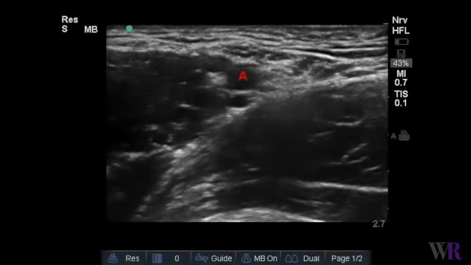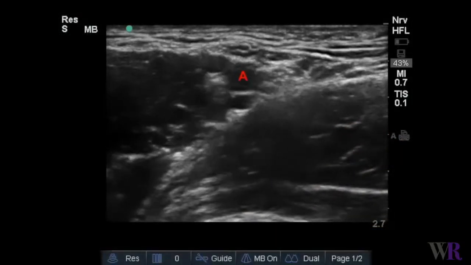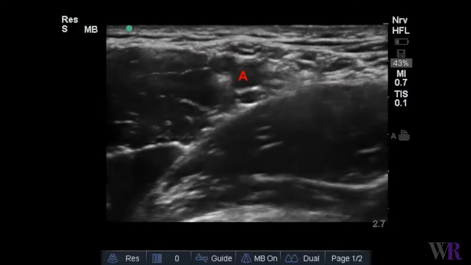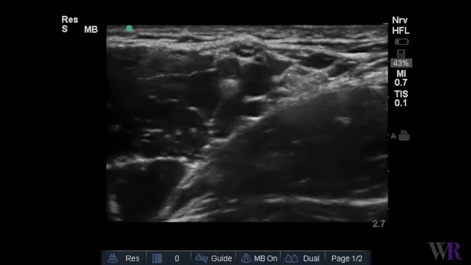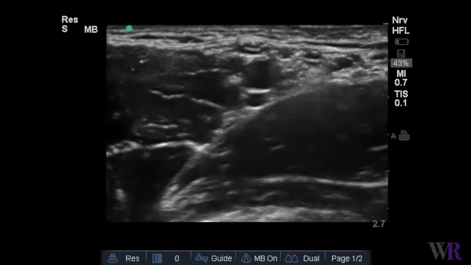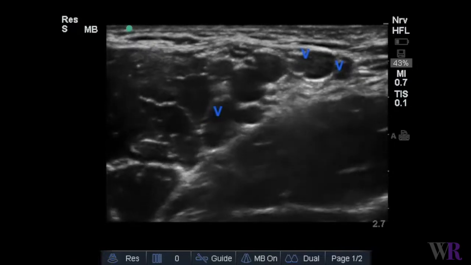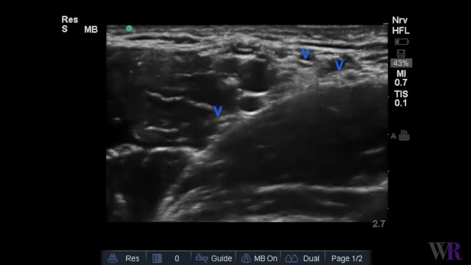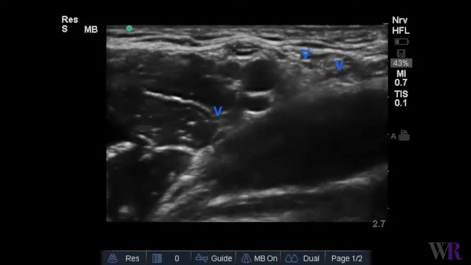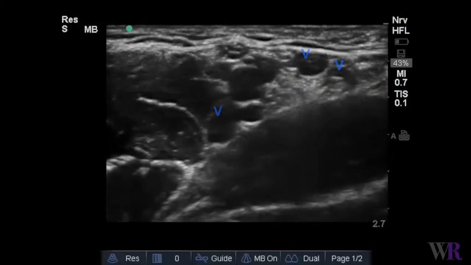In this demonstration of axillary scan, the axillary artery can be seen pulsating over the conjoined tendon. Release of a small amount of pressure allows visualization of the underlying veins, demarcated here by V. Therefore, continuous compression and release can allow for a better block.